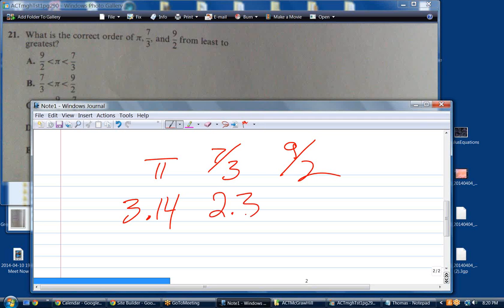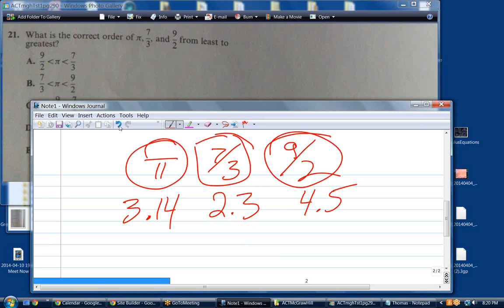What is 7/3? 2.3. And what is 9/2? 4.5. Now rank them. What's the smallest? 2.3. What's the next smallest? Pi, and then 4.5, or 9/2. So we've got 7/3, pi, 9/2, b. Okay. In other words, it was the easiest problem as they come if you knew to convert all of them to decimal.